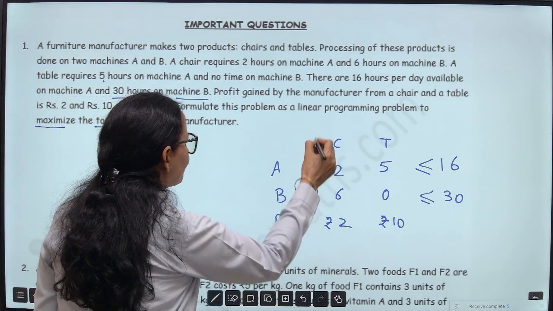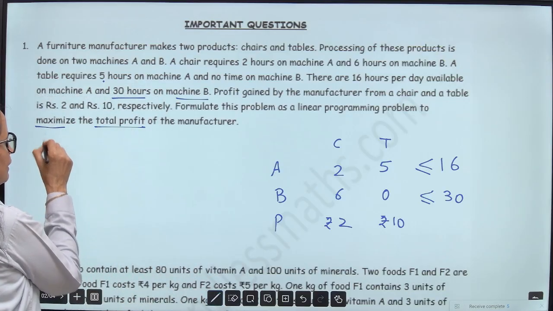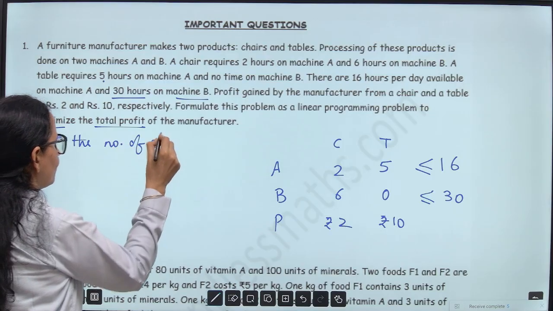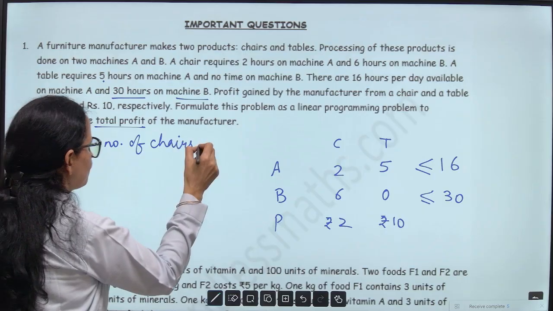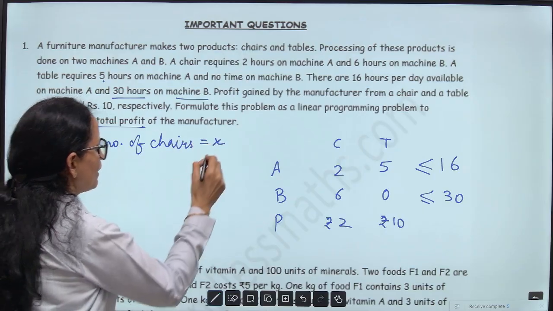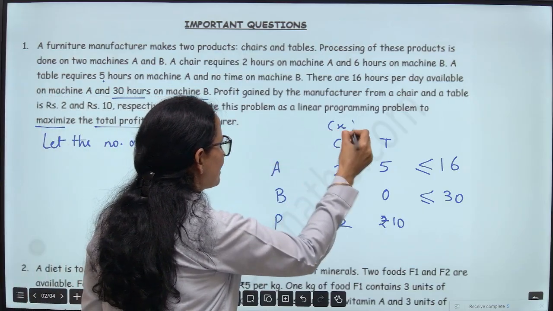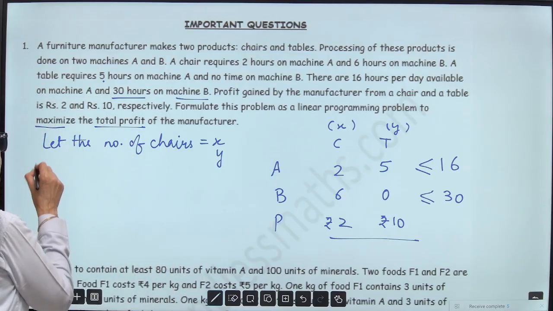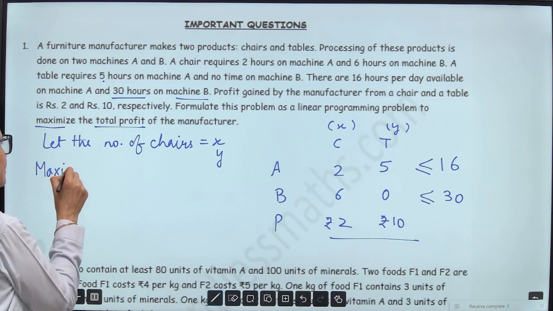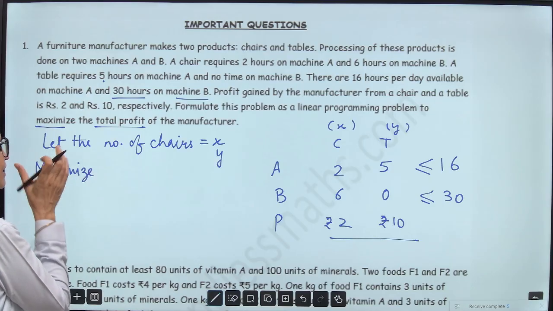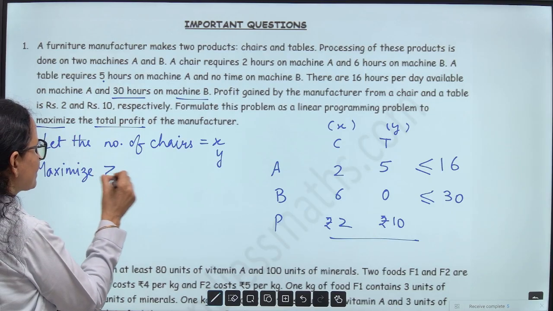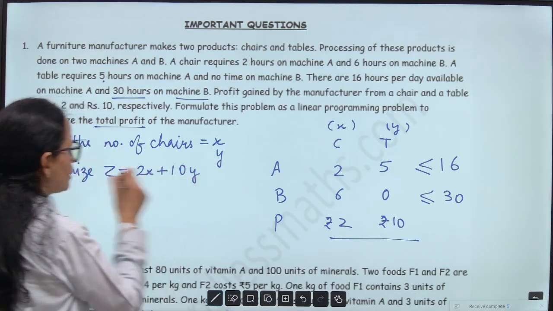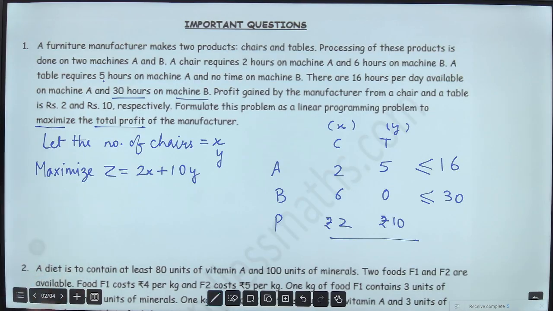Now here, you have to write it explicitly. Please write this: what is X, what is Y. Let the number of chairs be X and the number of tables be Y. Now what is the objective function? The objective function is to maximize profit. This word is important. Don't skip whether it is maximize or minimize. Maximize, and the objective function is 2 times X plus 10 times Y. This becomes the equation for the objective function.